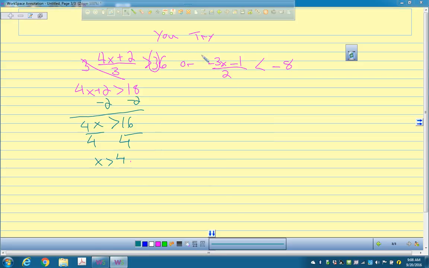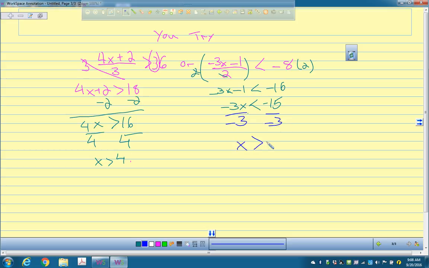On this side, you multiply first by 2 on both sides. Sign doesn't flip yet. You get negative 3x minus 1 is less than negative 16. Add 1. You get negative 3x is less than negative 15. Divide by negative 3. When I divide by negative 3, what happens to the sign? It flips, okay? So I get x is greater than 5.